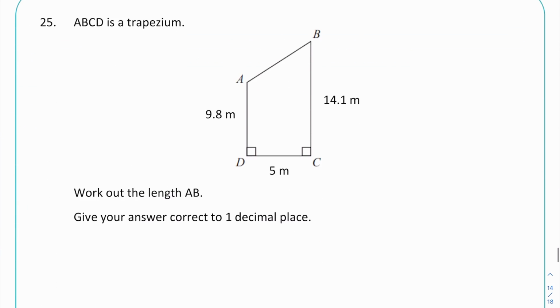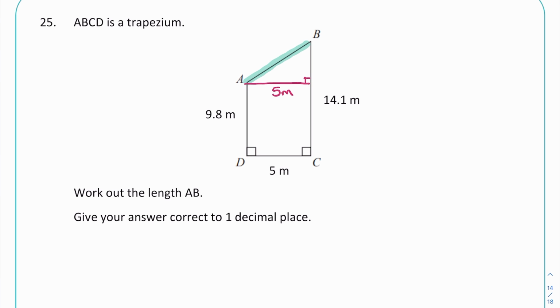Okay, so it says ABCD is a trapezium. Work out the length of AB. So AB is this kind of like diagonal line just here. It says give your answer correct to 1 decimal place. Now with any shape like this, don't forget you can always create right angled triangles. So if I cut a line across the top, it creates a kind of rectangle with a right angled triangle sitting on top of it. Now the base of that triangle is the same as the base of the rectangle. That's going to be 5 meters.